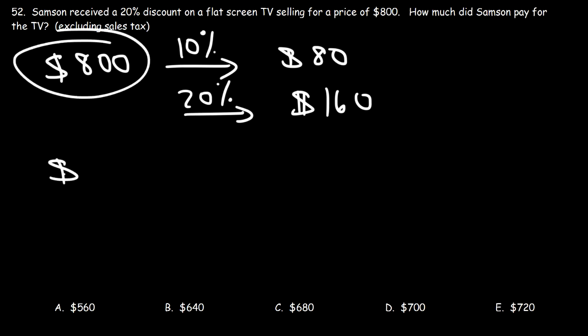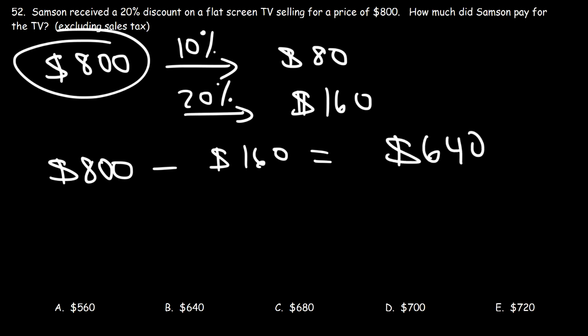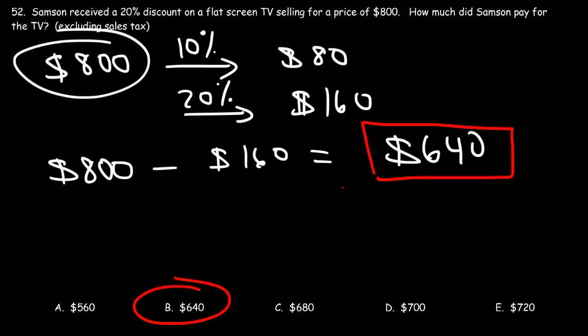So the price that he's going to pay before tax is going to be the difference between 800 and 160. So 800 minus 100 is 700, and 700 minus 60 is 640. So that's how much money he's going to pay for the TV before tax, which means B is the right answer.